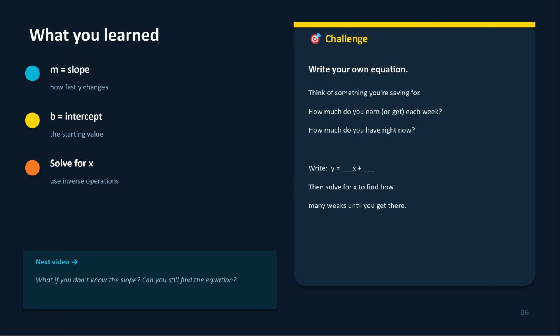Alright, so here's what you learned. You've learned about m, which is the slope. That's the rate of change and how fast it changes. B, that's how much you start with, whether it's money or whatever.